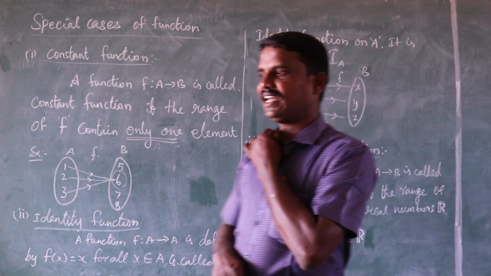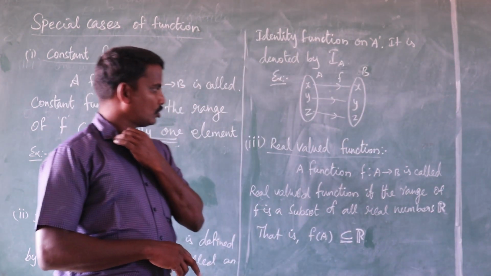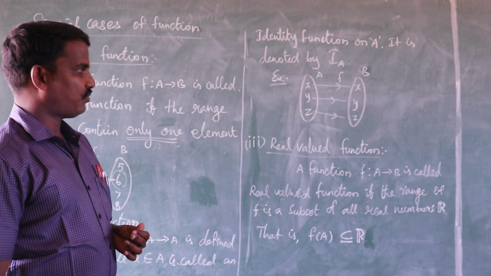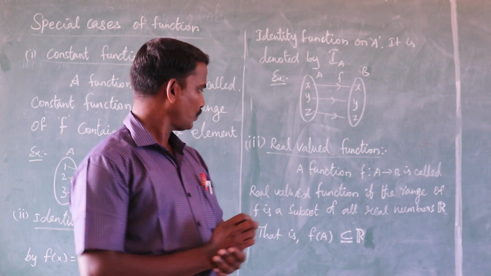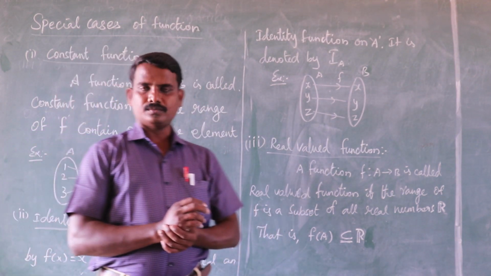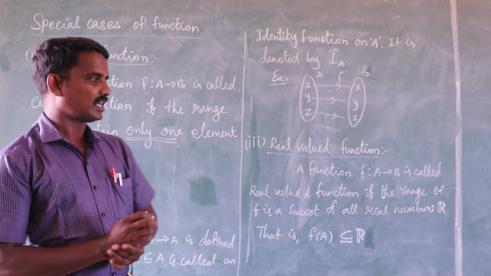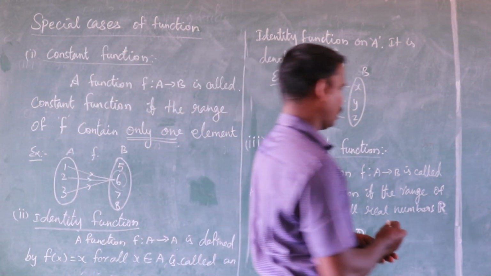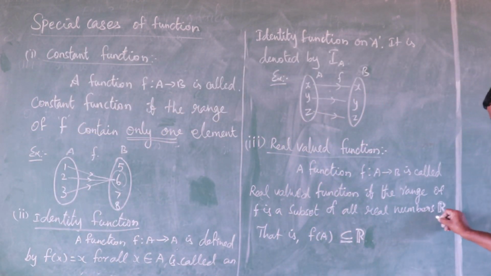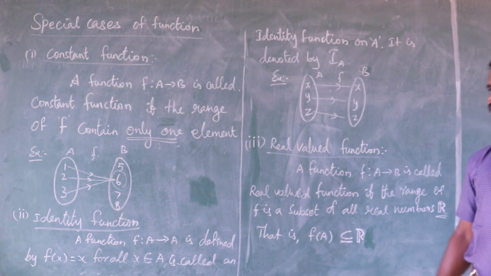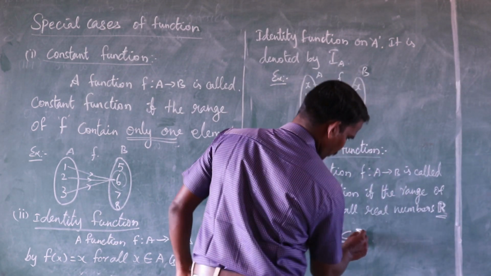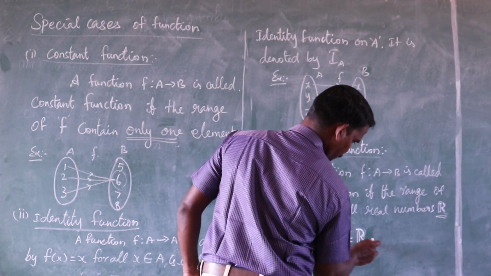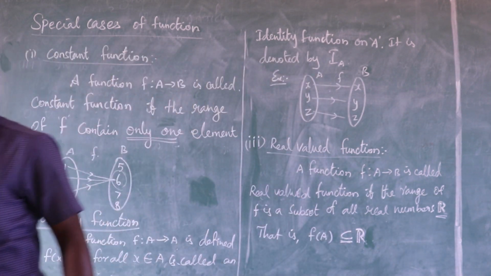The third one, real value function. A function f from A to B is called real value function if the range of f is a subset of the real numbers, that is, f of A is a subset of the real numbers. That is real value function.